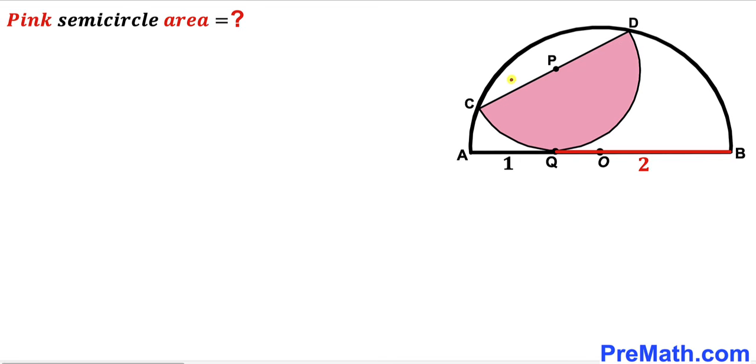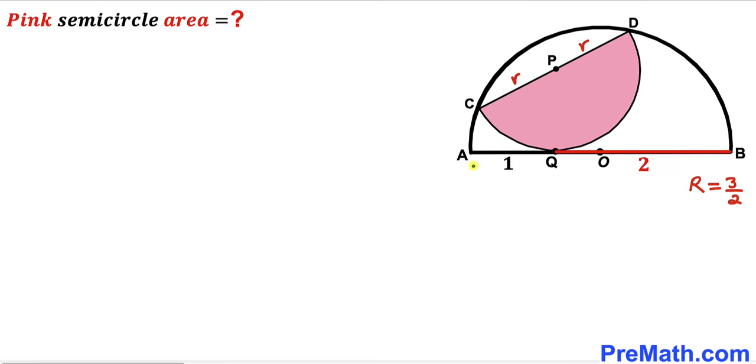Let's assume the radius of this pink shaded semicircle is lowercase r, then this radius PD is going to be lowercase r as well. And now let's focus on this big semicircle whose diameter is AB, and we can see this diameter AB is going to be equal to 1 plus 2, that is going to give us 3 units. And if the diameter of this semicircle is 3, then the radius of this semicircle, I'm going to label that by uppercase R, is going to be 3 divided by 2.